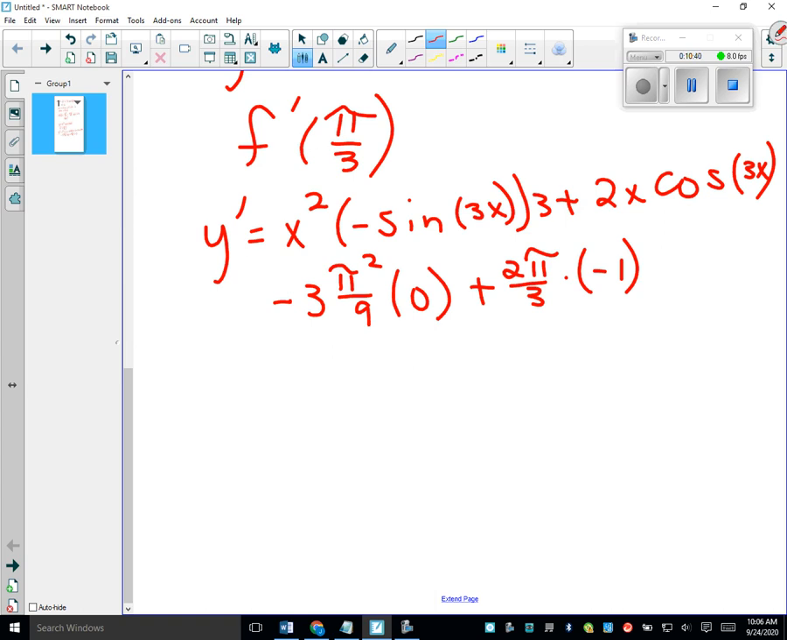Am I right? So the answer is negative 2 pi over 3. Confused what you got first. That negative 3 pi over 9 squared. I put pi over 3 in here. I have a 3 here and a negative here. I brought them out front. In place of x, I put pi over 3.